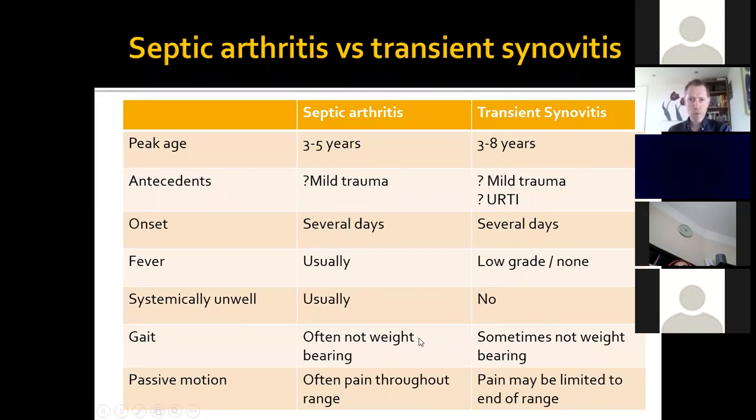Septic arthritis may be more severe in terms of the manifestation of the symptoms, particularly the effects on gait. So once it's established, a child will often not be weight-bearing, whereas with transient synovitis, they may be limping and not fully weight-bearing, but they often bear some on that limb. And on examination, you may find that the range of movements that's tolerated is very, very limited in septic arthritis, whereas it may be greater in a transient synovitis. But none of these features are sufficiently sensitive and specific to be really certain.